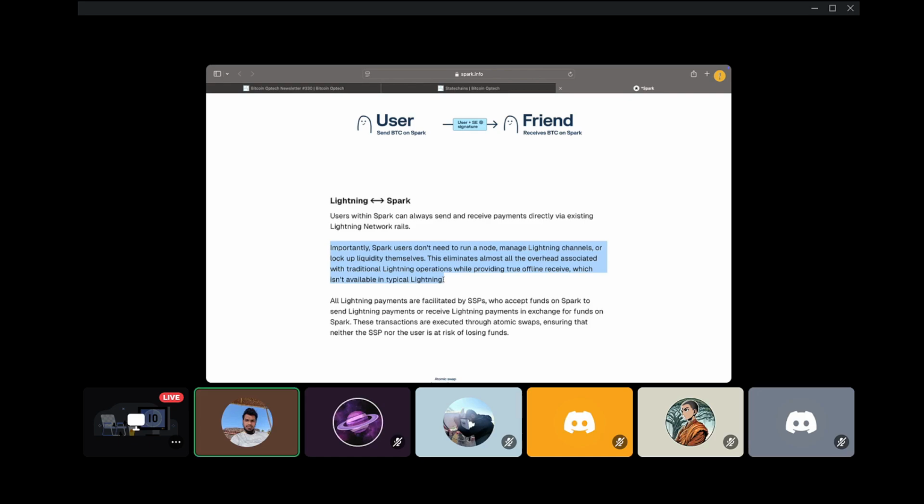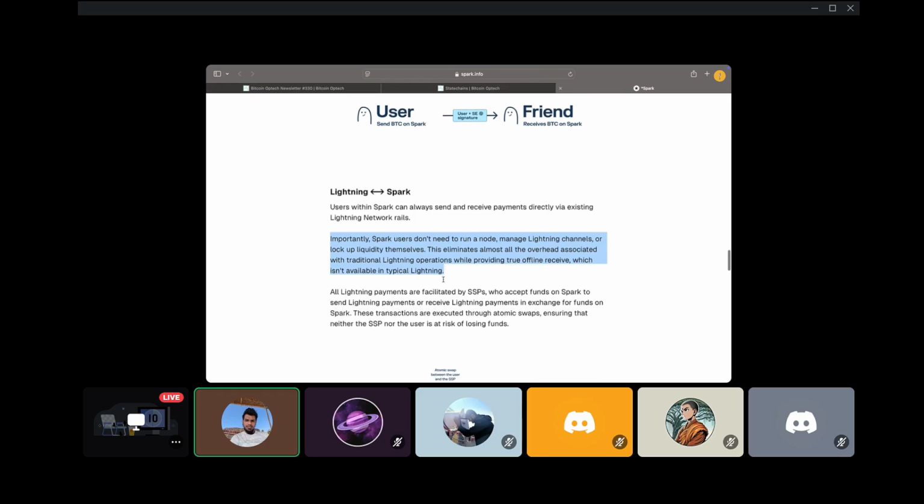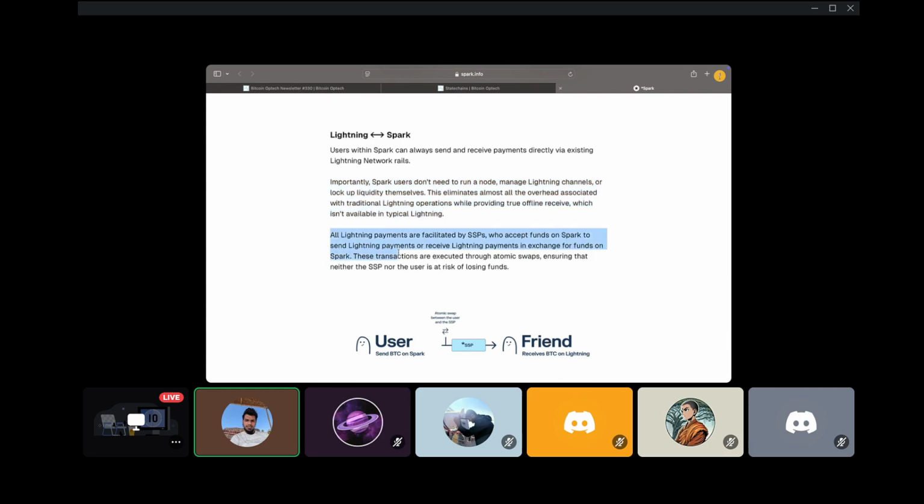This eliminates almost all the overhead associated with traditional Lightning operations while providing true offline receive, which isn't available in typical Lightning. All Lightning payments are facilitated by SSPs who accept funds on Spark to send Lightning payments or receive Lightning payments in exchange for funds on Spark. These transactions are executed through atomic swaps, ensuring that neither the SSP nor the user is at risk of losing funds. From what I understand, SSPs charge a fee.